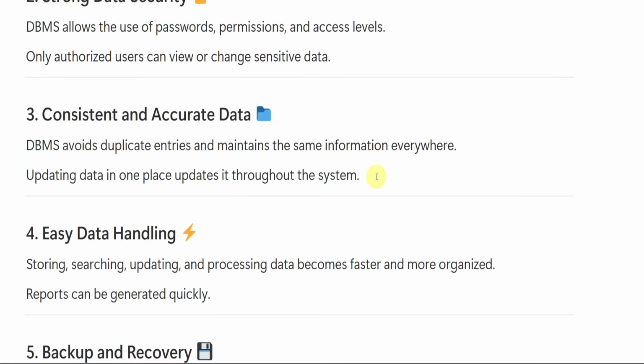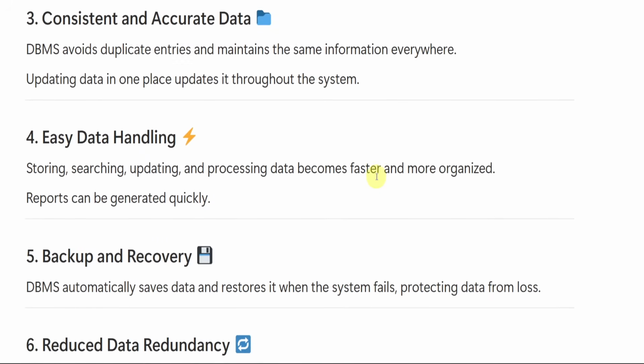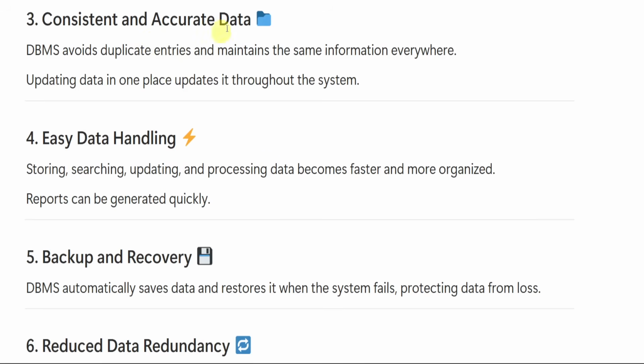Accuracy and consistency. DBMS avoids duplicate data and keeps information correct everywhere. For example, if a customer changes address in the database, it changes all related records automatically. So no mismatch, no wrong details. If a change happens anywhere, it gets updated everywhere. We don't get wrong information. So that is what is known as consistency and accurate data.